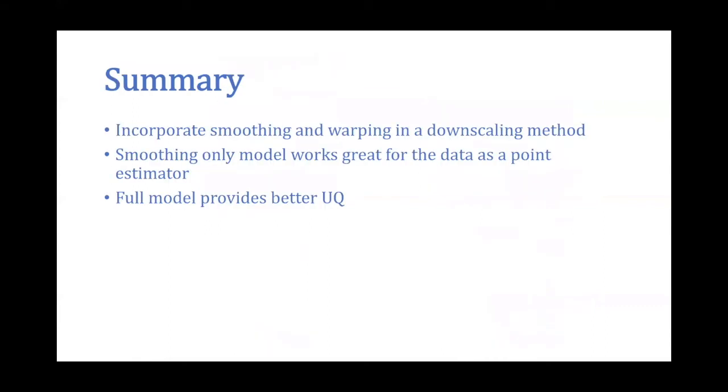And so as a summary, I'd say we incorporate smoothing and warping in a downscaling method. And the smoothing only model was great for the data as a point estimate, but the full model provides much better yield.